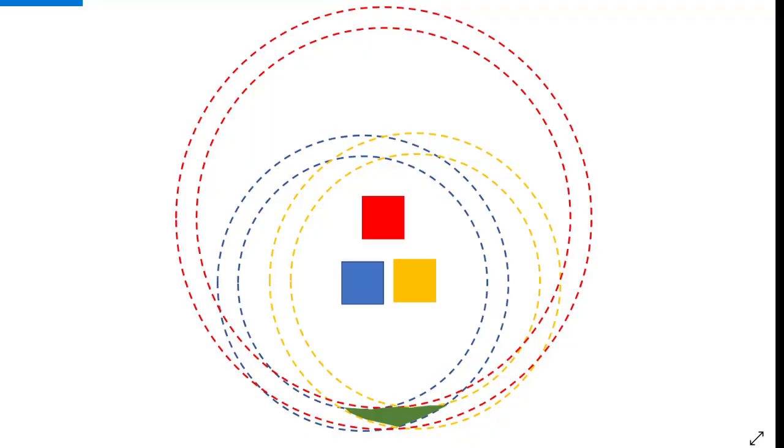Okay, so what I've got here is three satellites: a red satellite, a blue satellite, and a yellow satellite. The dashed circles represent the inner and outer uncertainties. From the yellow satellite, for example, we know that we are somewhere between this dashed line and this dashed line away from it. Same thing with the blue satellite, and same thing with the red satellite.